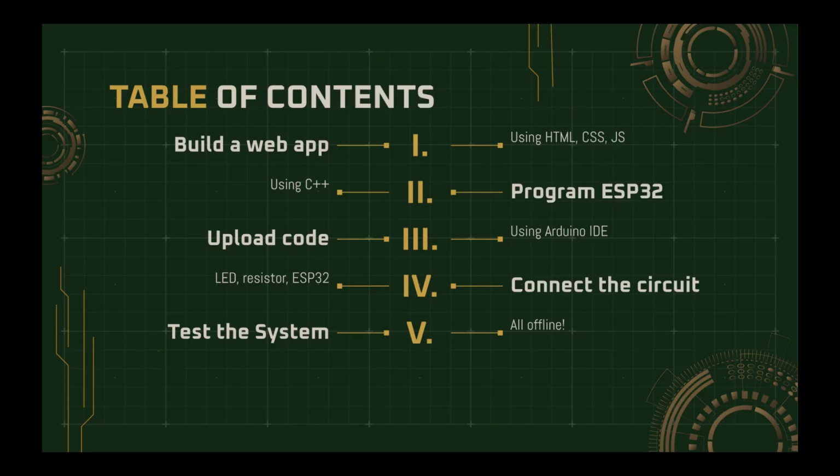We're gonna start with building our web app that will be served through the ESP. We'll be using HTML, CSS and JavaScript in this web app, and then we're gonna code our ESP32 using C++. After that, we're gonna upload our code using Arduino IDE, so you need to download Arduino IDE, and then we connect the circuit.